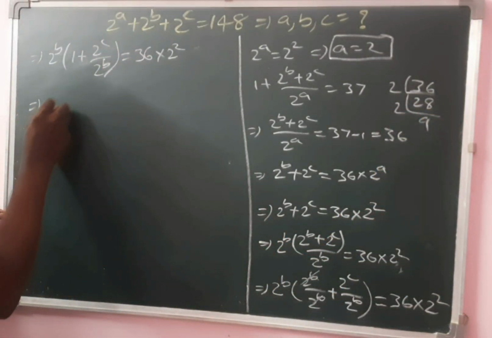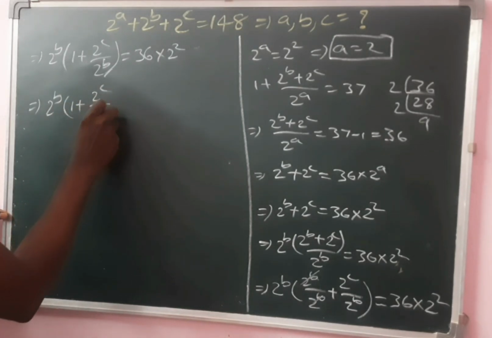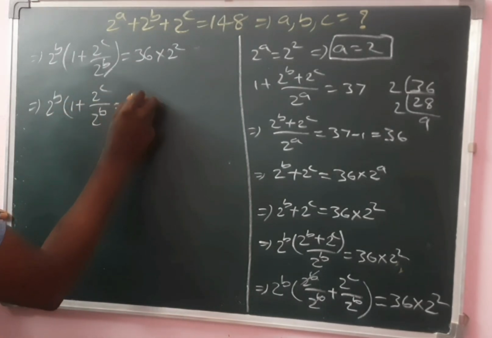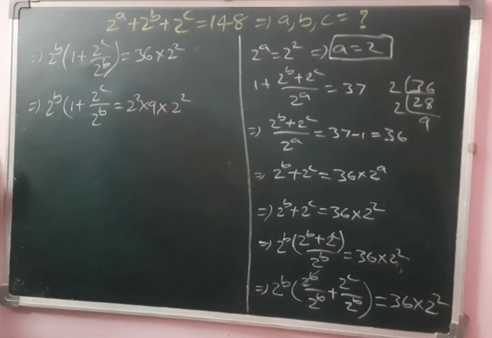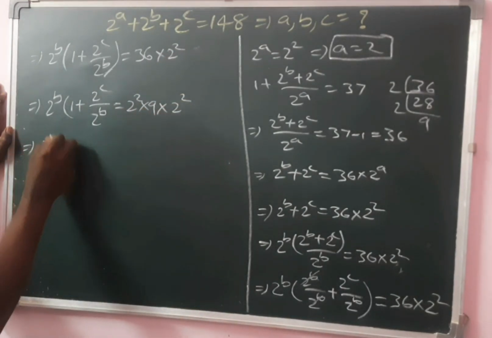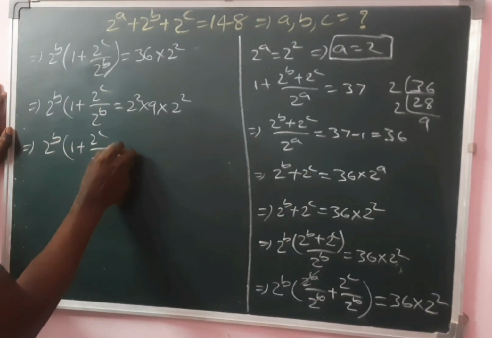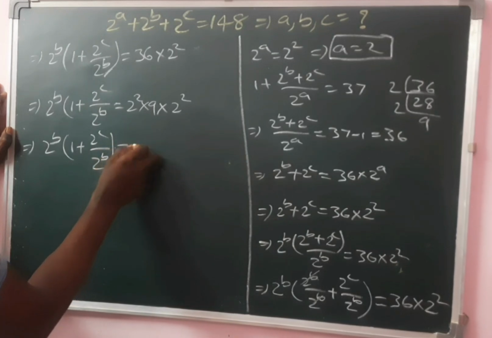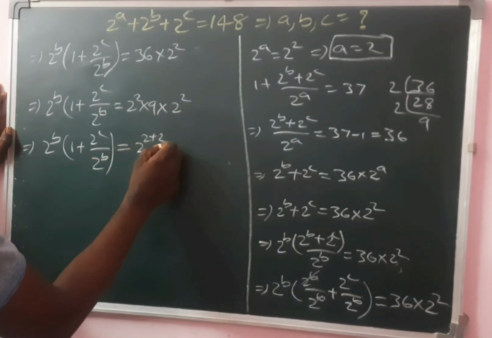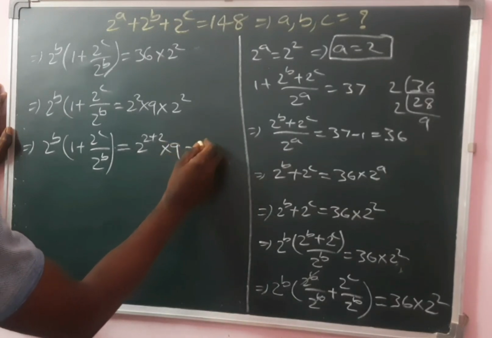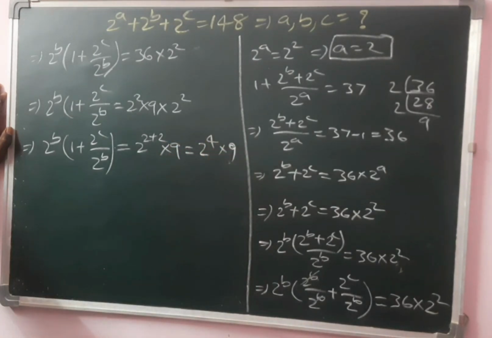అప్పుడు ఏమని రాసుకోవచ్చు? 2 to the power of b into 1 ప్లస్ 2 to the power of c by 2 to the power of b equals to 36 అంటే 2 స్క్వేర్ ఇంటూ 9 ఇంటూ ఇక్కడ 2 స్క్వేర్ ఉంది కదా, 2 స్క్వేర్. సో అప్పుడు 2 to the power of b into 1 ప్లస్ 2 to the power of c by 2 to the power of b is equals to 2 స్క్వేర్ ఇంటూ 2 స్క్వేర్ అంటే 2 to the power of 2 plus 2 into 9 that is equals to 2 to the power of 4 into 9.